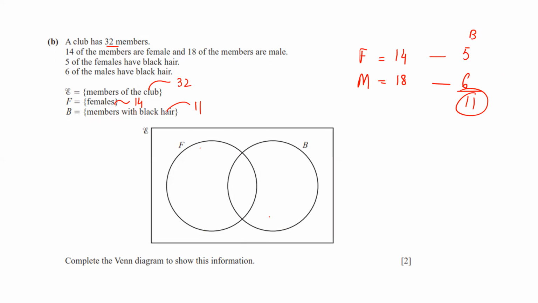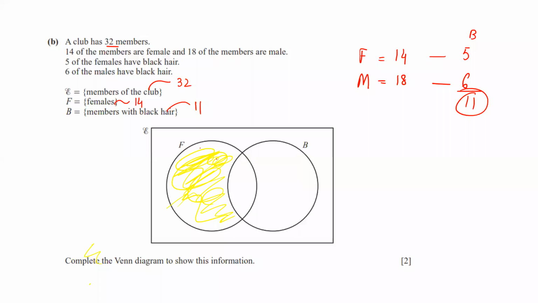Okay, so the total number of female members without black hair is on this side. Let me shade it with a light color, say yellow. So this is the region that represents the female members without black hair. So this region. Okay, let's change the color.